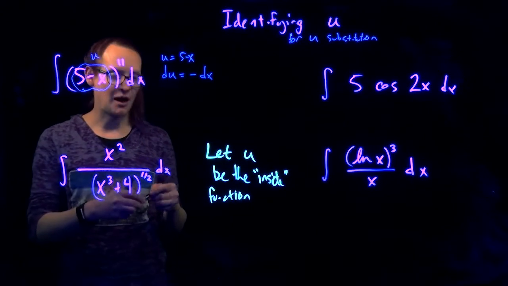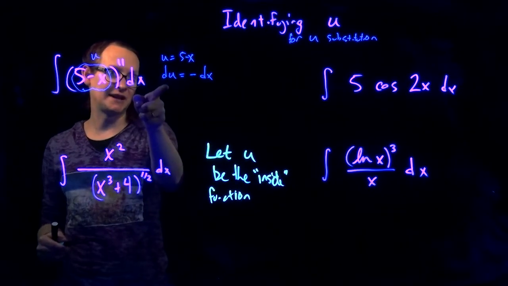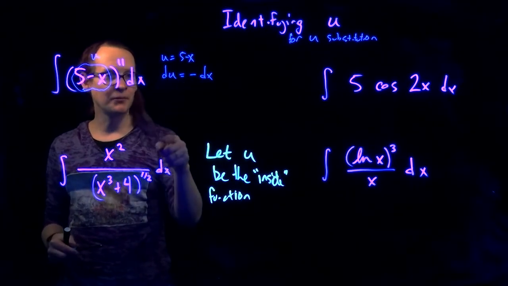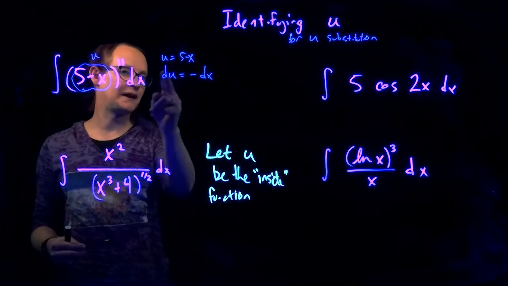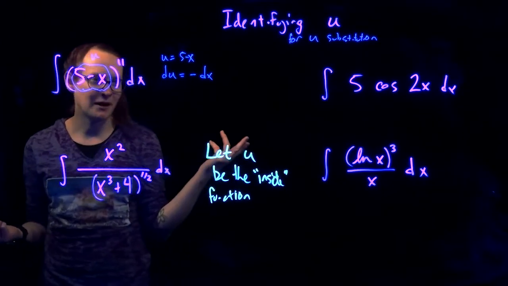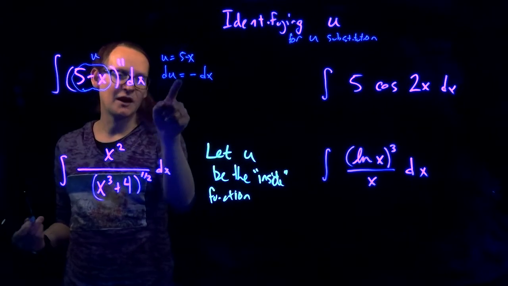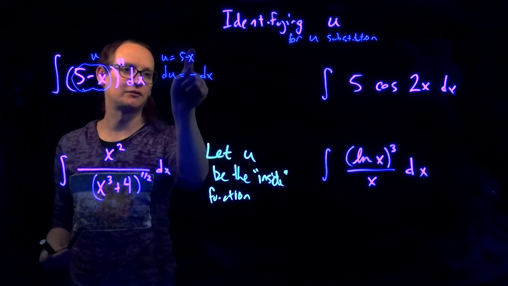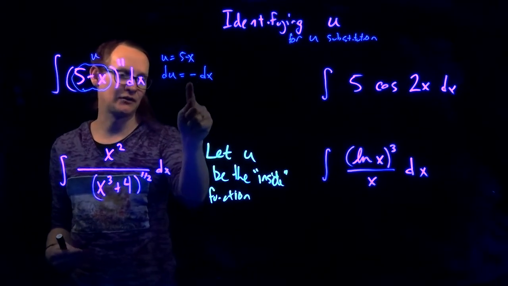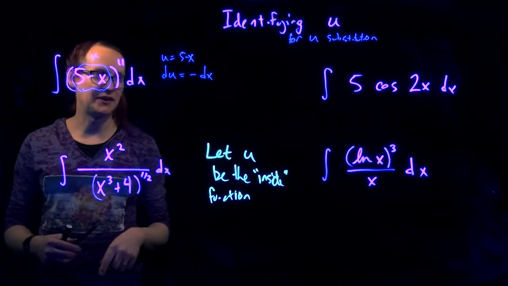I'm skipping the step where I would have du dx equals minus 1. I'm just going to go ahead and move that dx because I'm going to do it every time when I'm figuring out what du is. So I'm just going to skip that step. I'm going to take the derivative of this and put it in front of the dx. So du is minus dx.